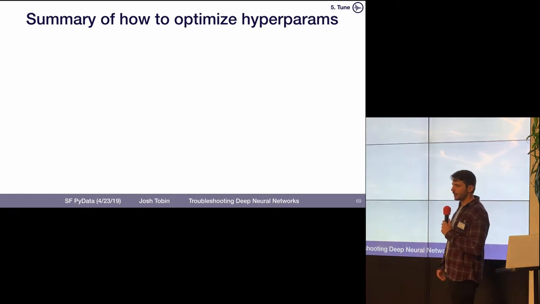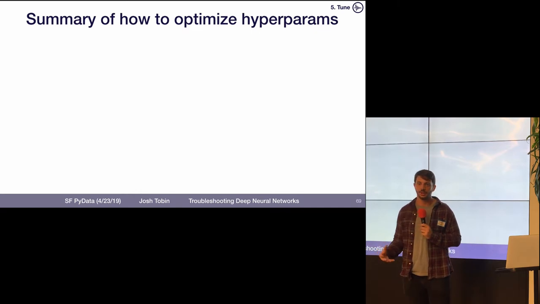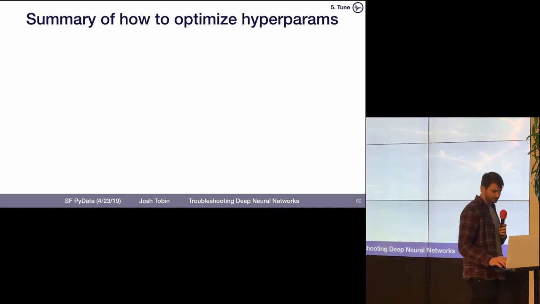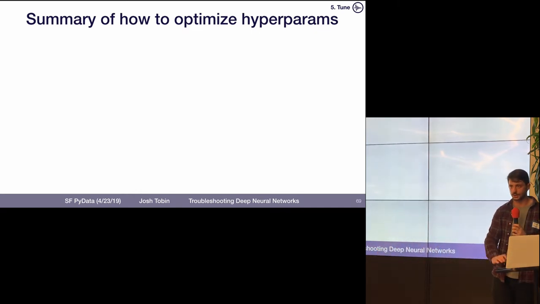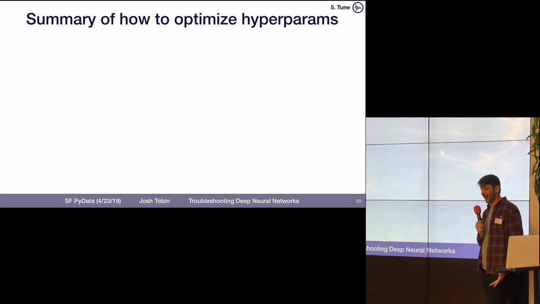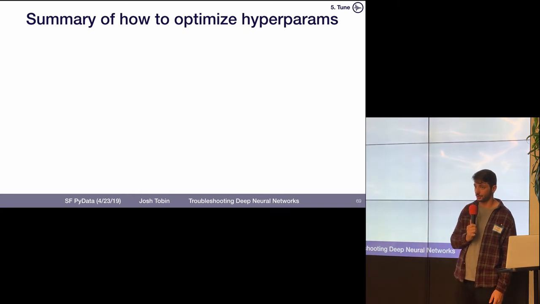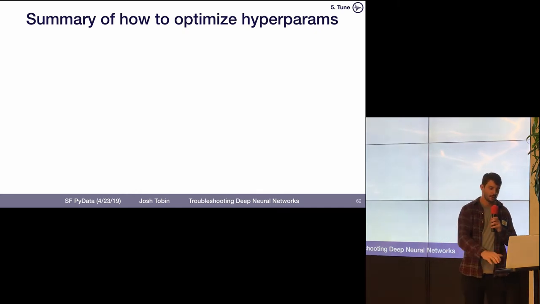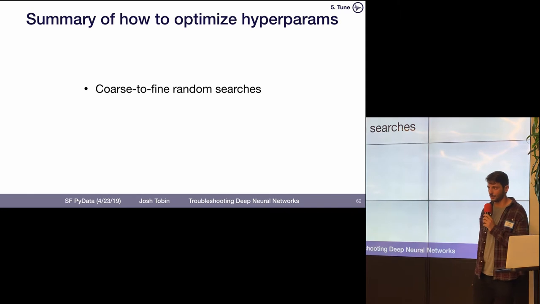And then there's a question of once you've chosen which hyperparameters to tune, how do you actually tune them? I think the simplest thing here is just to do a grid search. That's, in practice, I think what most practitioners actually do, and it's not terrible, but something slightly better than that is a coarse-to-fine random search.